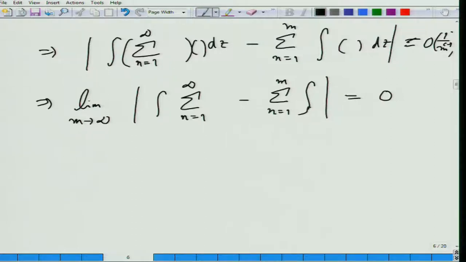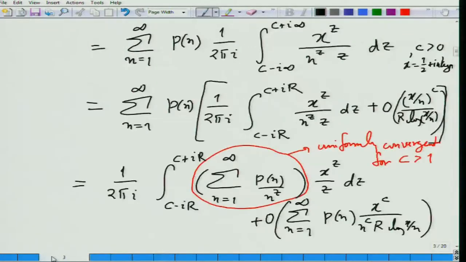So, the uniform convergence is critical here. If we do not have a uniform convergence, we do not get this. Okay, so, does that convince you, the uniform convergence? So, now coming back to this, we have this uniformly convergent for c greater than 1, and this is allowing me to swap the integral with sum. We get this inside the sum.